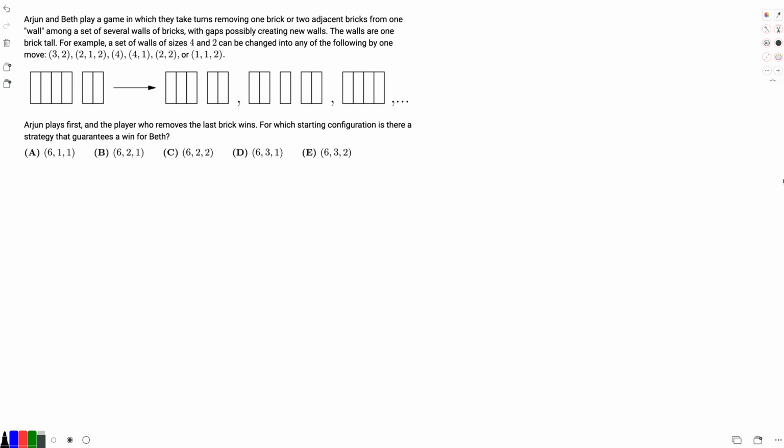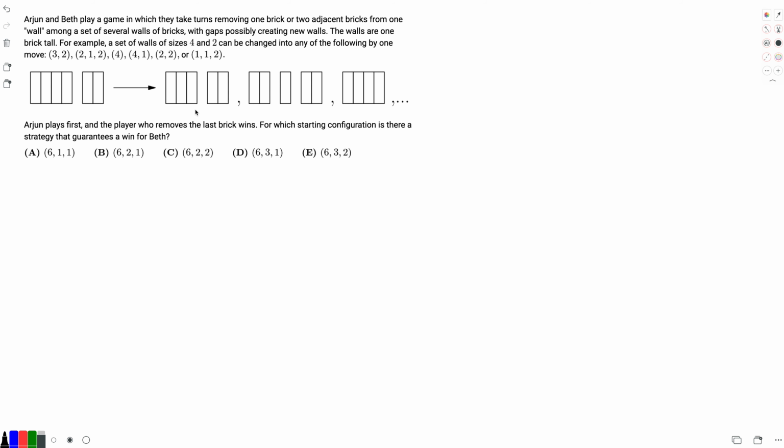Here is the 2021 AMC 12B problem 22. Here's a view of this problem. Arjun and Beth play a game in which they take turns removing one brick or two adjacent bricks from one wall among a set of several walls of bricks, with gaps possibly creating new walls. The walls are one brick tall.